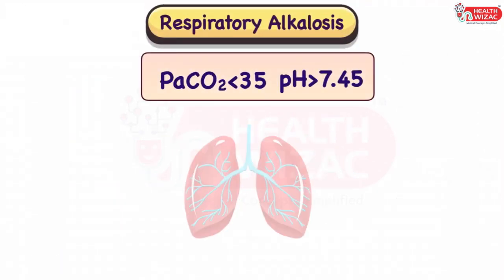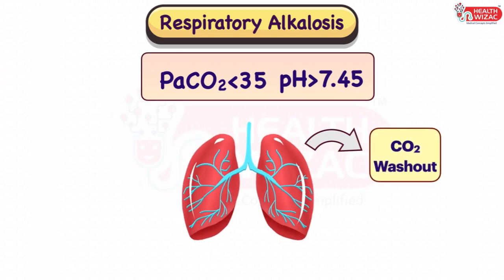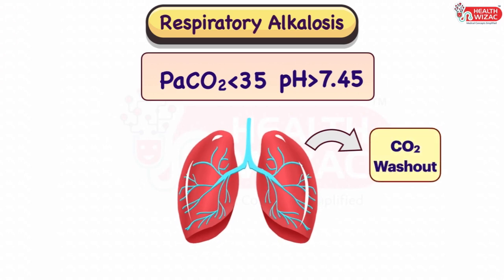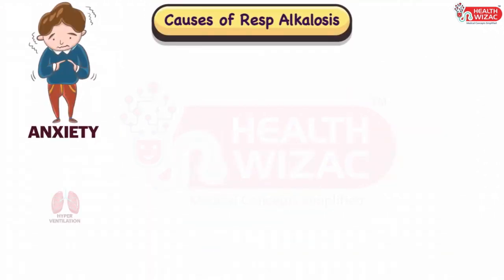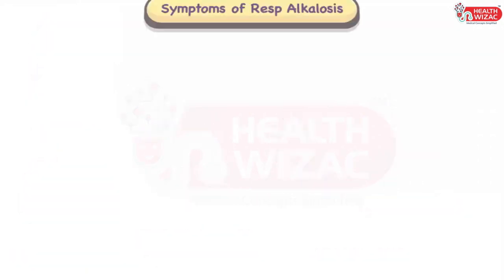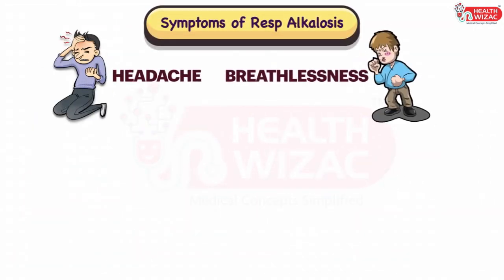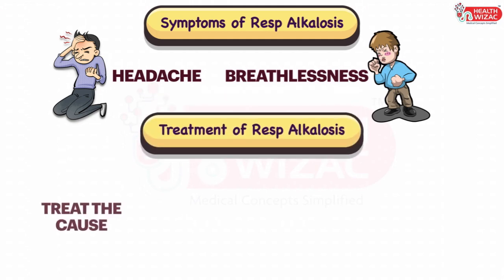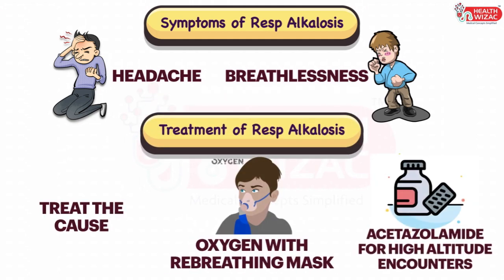Next is respiratory alkalosis. Respiratory alkalosis is a clinical condition in which PaCO2 is less than 35 and pH is more than 7.45. It usually occurs in cases of anxiety, hyperventilation syndrome, normal pregnancy, excessive mechanical ventilation, high altitudes or clinical conditions like sepsis, congestive heart failure and neurological disorders. Clinical symptoms of respiratory alkalosis include headache and shortness of breath. Treatment of respiratory alkalosis includes treating the underlying cause, oxygen supplementation with rebreathing mask, and pre-treatment with acetazolamide in cases of high altitude encounters.